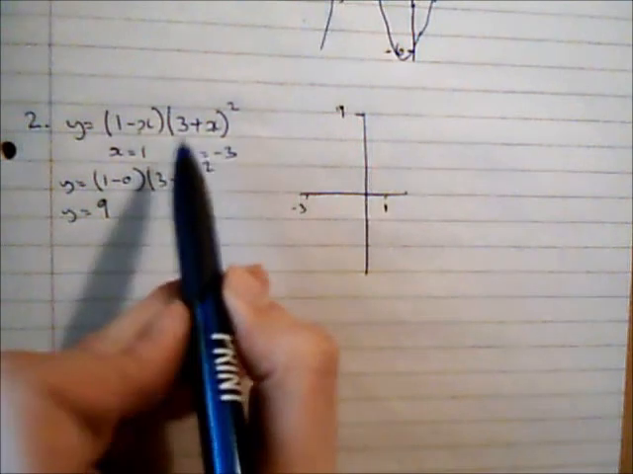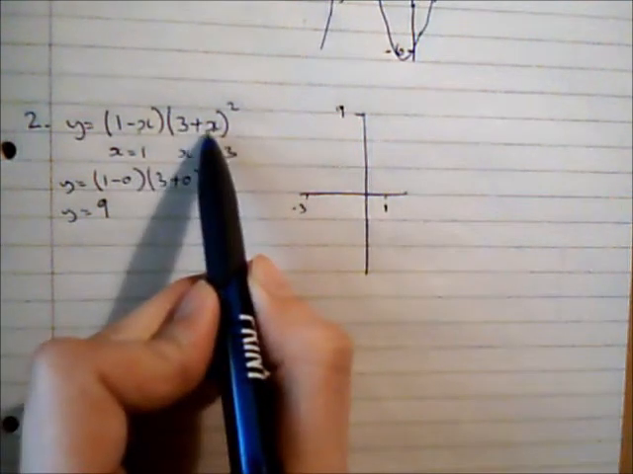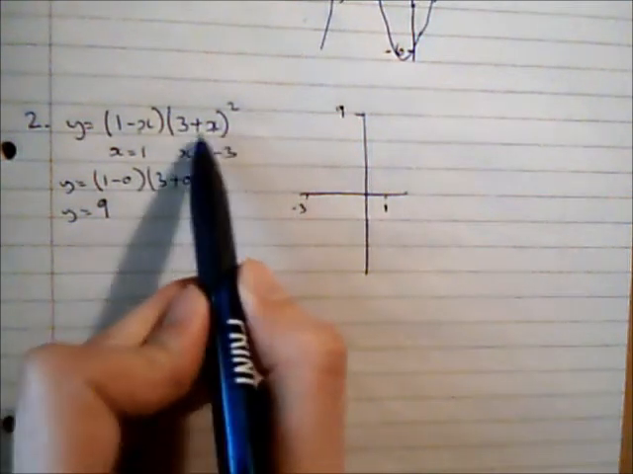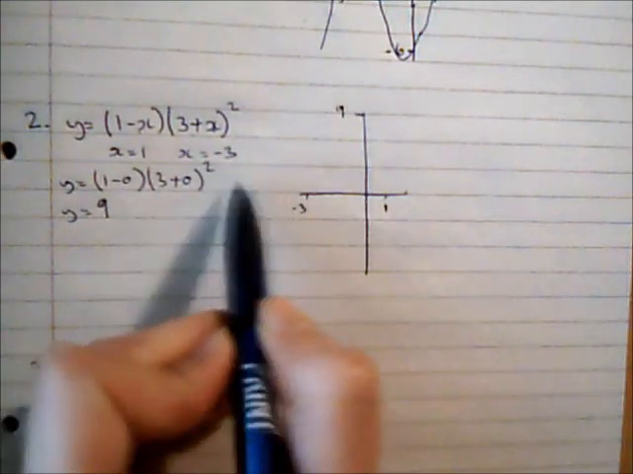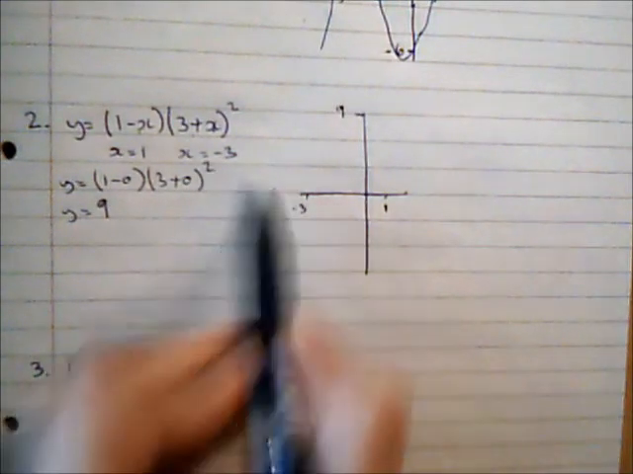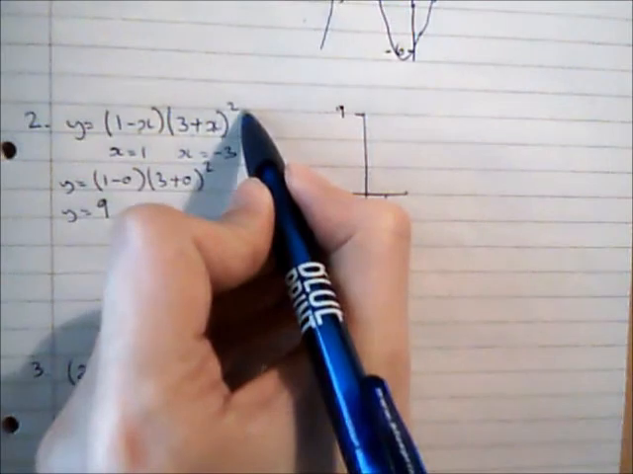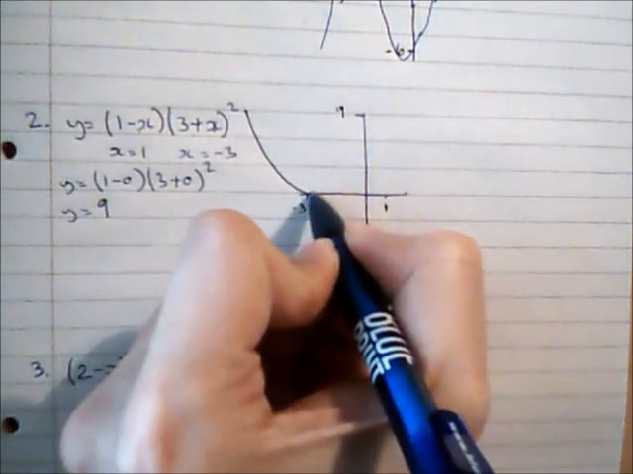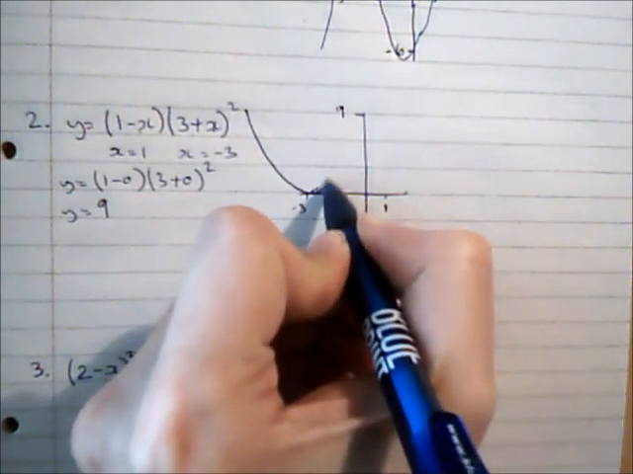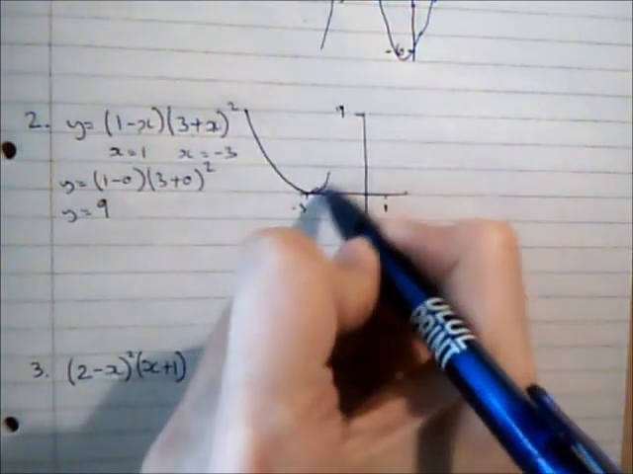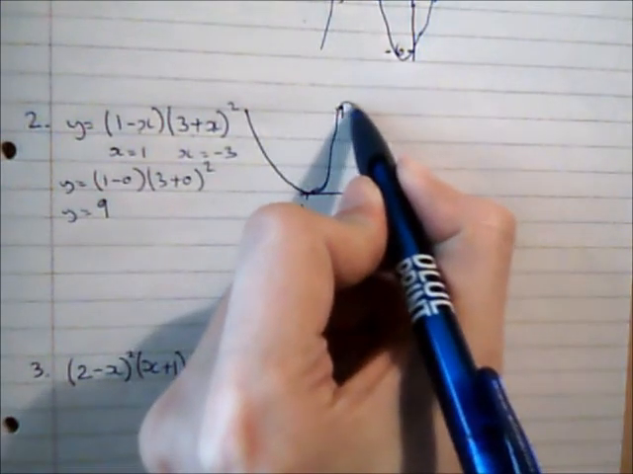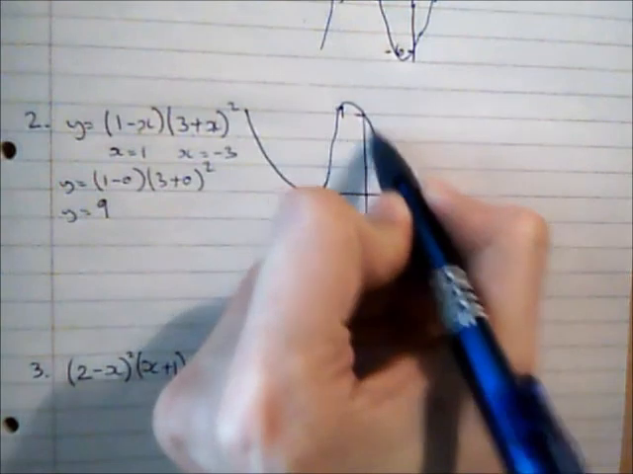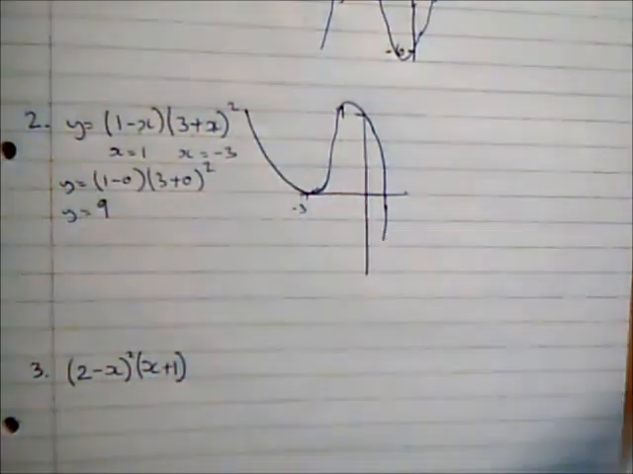The other thing that's key here is that this bracket is squared, which tells me that at this point, at x equals negative 3, it just touches the axis, it doesn't actually cross. So my function is going to start decreasing, and then it's going to increase, it's going to come down through at 9 and at 1.